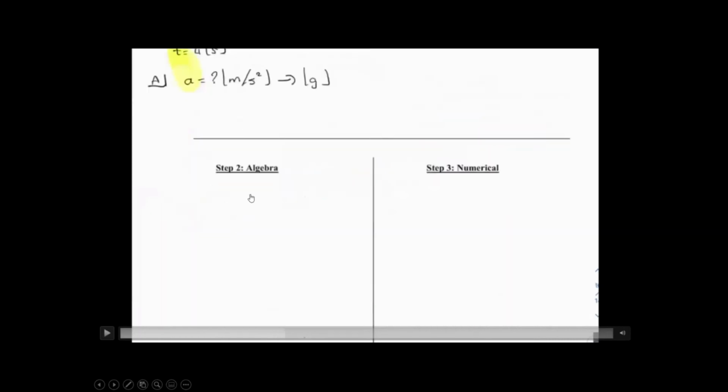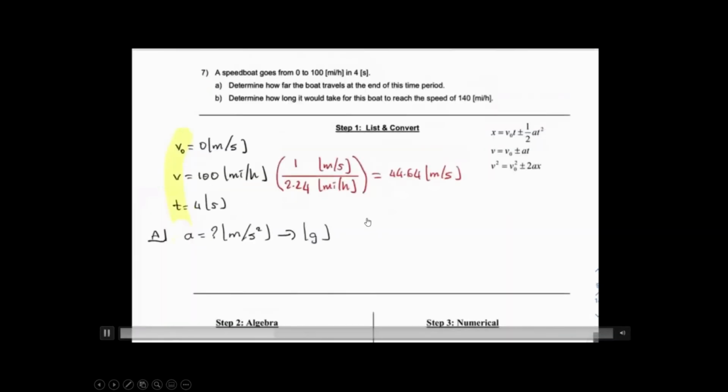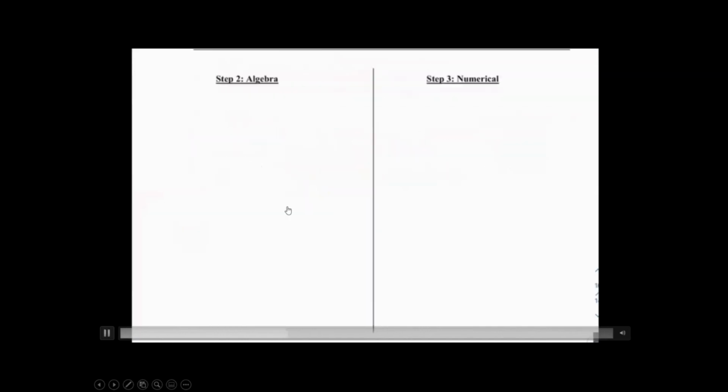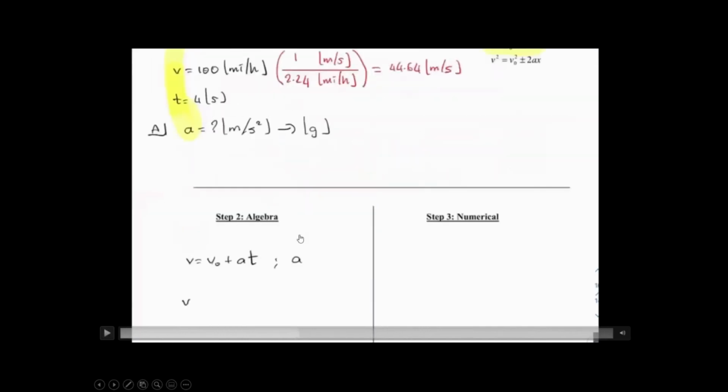All right, so let's figure out the acceleration first. Now it's straightforward. The only thing you have to do is just look at your symbols and then find the formula that contains those symbols. Notice that X is not given to you, so you can't use the first one. X is not given to you, so you cannot use the last one. This is the only one you can use. So this is the formula, so you just have to solve for A.